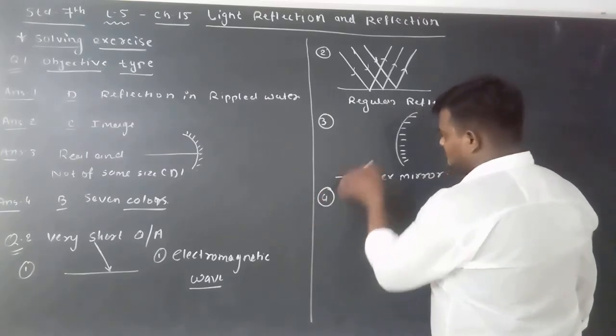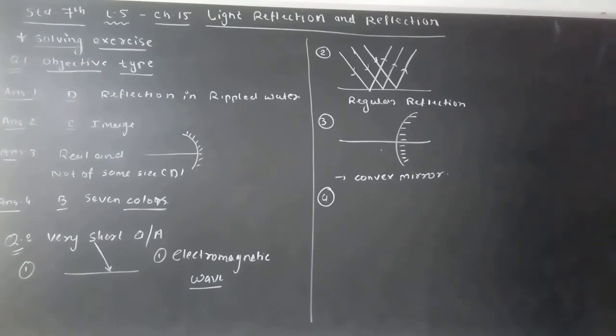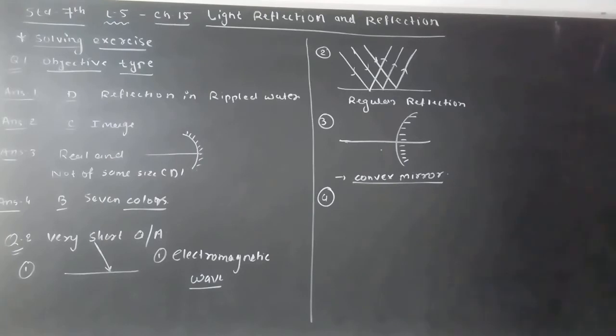So this was your third type of question. Inwardly bulging surface जिसका हो उस मिरर को क्या कहते हैं? This is your convex mirror.